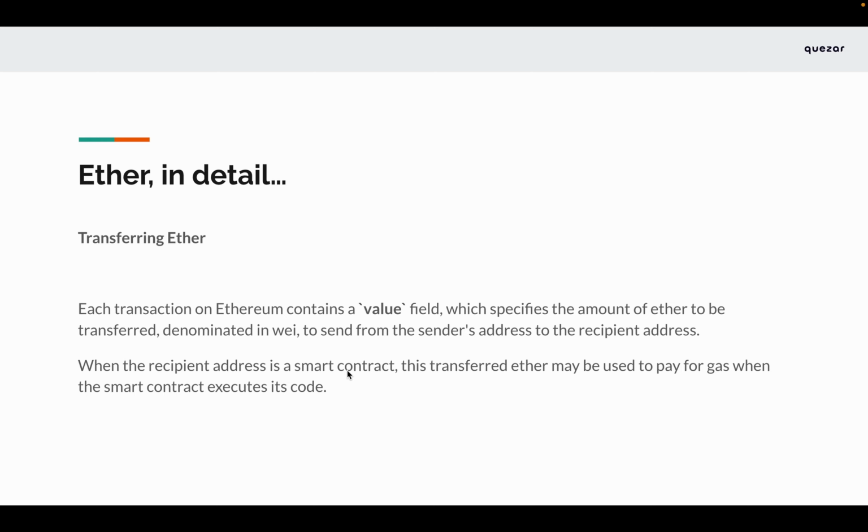Now, each transaction on Ethereum contains a field called value, which specifies the amount of Ether to be transferred from one account to another, that is, from the sender's address to the recipient address. This value is denominated in Wei, the smallest possible amount that can be transferred on the Ethereum network. When the receiver is a smart contract, this amount is often used to pay for the gas. So if you are calling a smart contract, the value you pass along with your transaction is used to pay for the gas fee needed for executing your transaction.